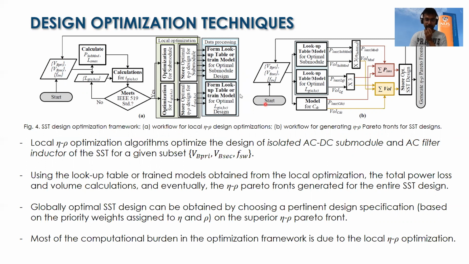Now, once this is done, then lookup tables or trained models can be obtained from this local optimization, and then for a continuous switching frequency, you can generate the Pareto curves. You can do the computation for loss and volume using these models or lookup tables and the fixed model for CDC, and come up with the iso-FSW Pareto fronts.